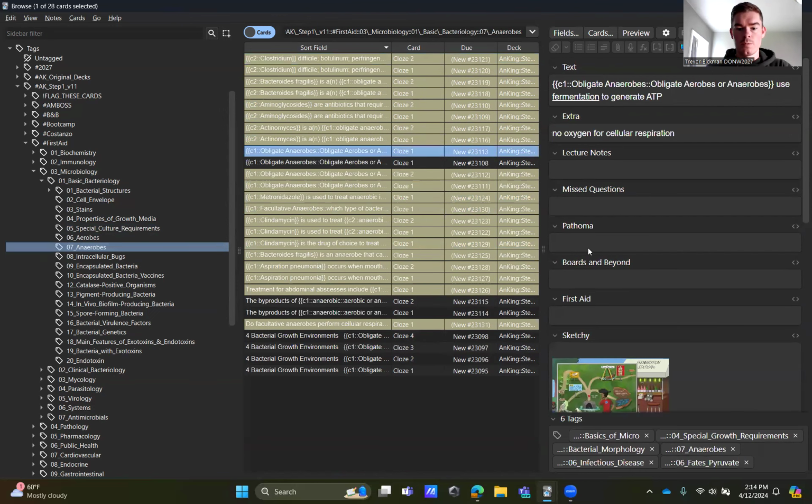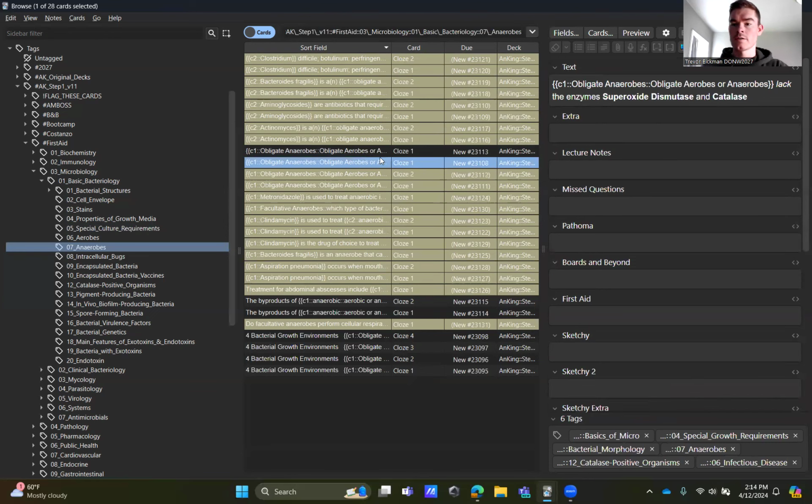Then in anaerobes, I would recommend just searching here for the obligate anaerobe cards. You're going to grab the first two. Yours should be organized the same. The first two here talk about how obligate anaerobes use fermentation to generate ATP, and oxygen is not the final electron acceptor. The second one says that they don't have superoxide dismutase or catalase.